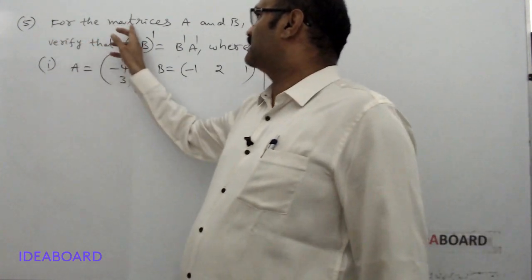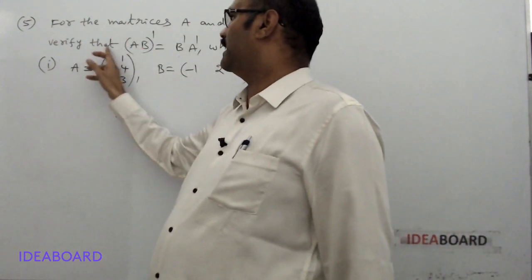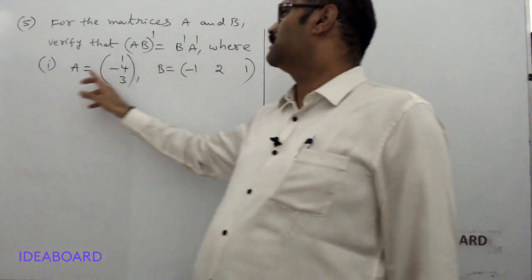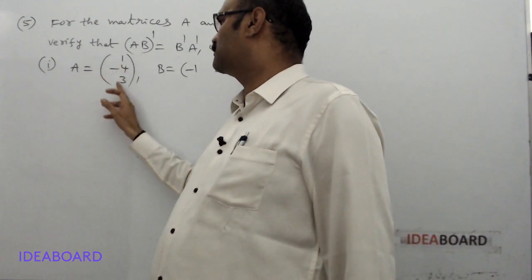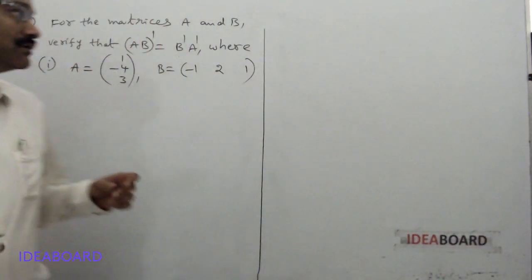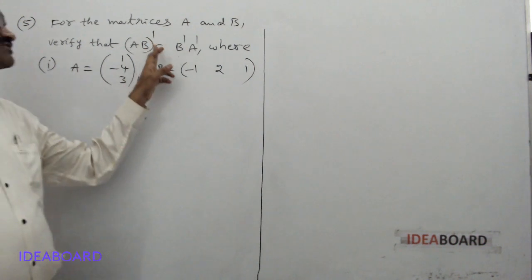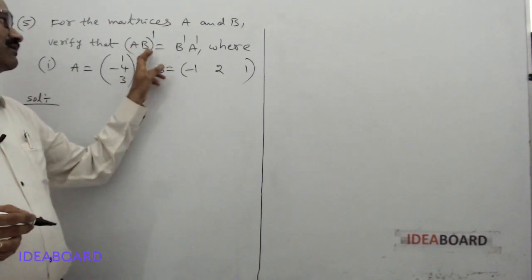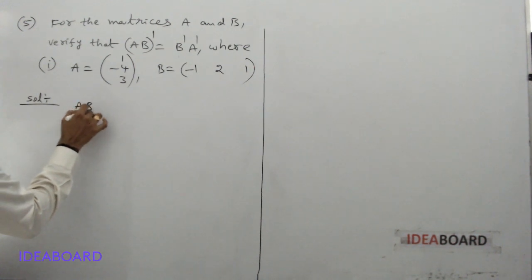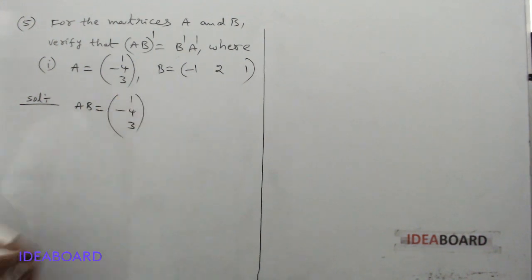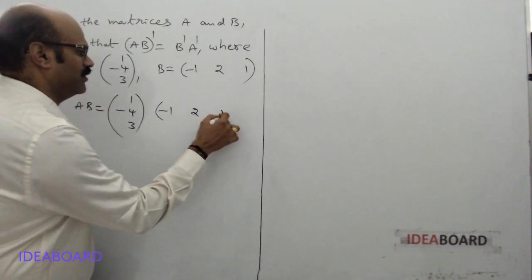Fifth problem. For the matrices A and B, verify that (AB) whole transpose equal to B transpose into A transpose, where A equal to the matrix 1, minus 4, 3 and B equal to minus 1, 2, 1. Here we have to prove that (AB) whole transpose equal to B transpose into A transpose. So first we have to find A into B. We have to multiply A and B. AB equal to 1, minus 4, 3 into the matrix B, minus 1, 2, 1.